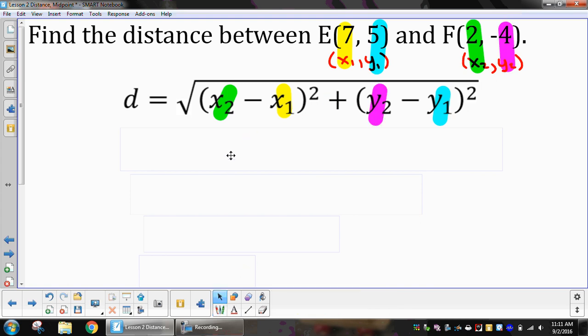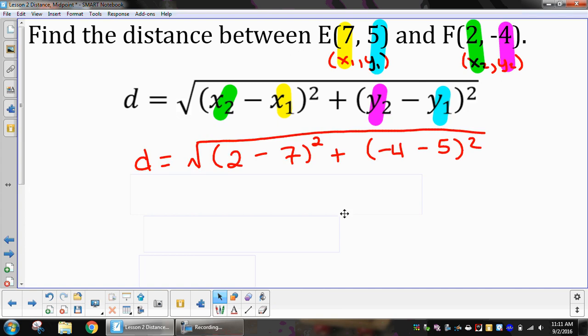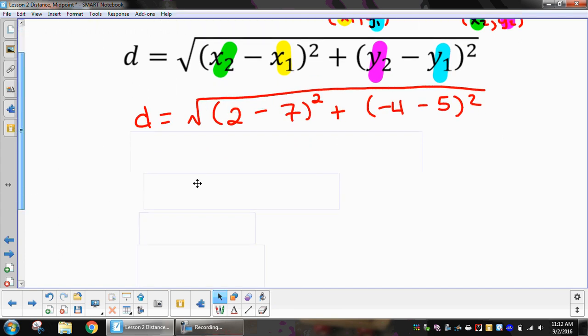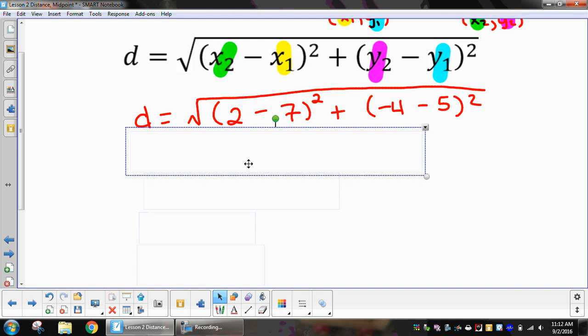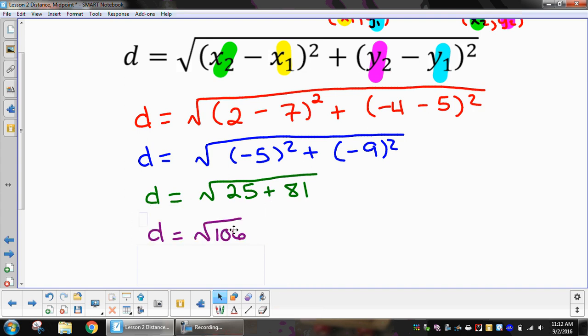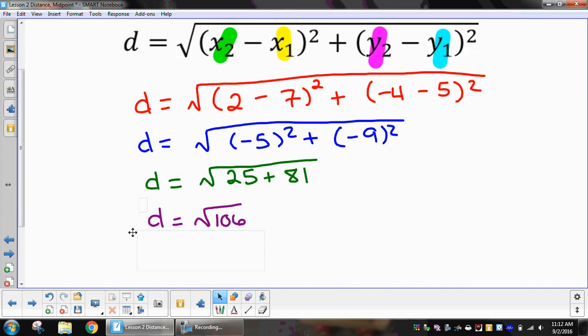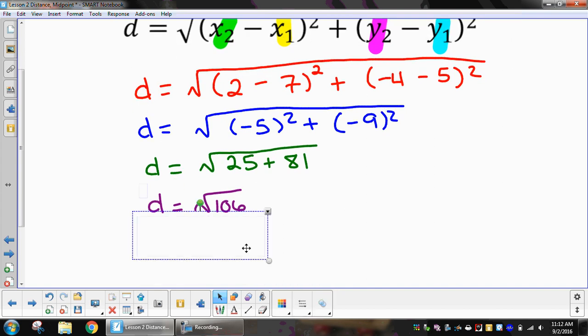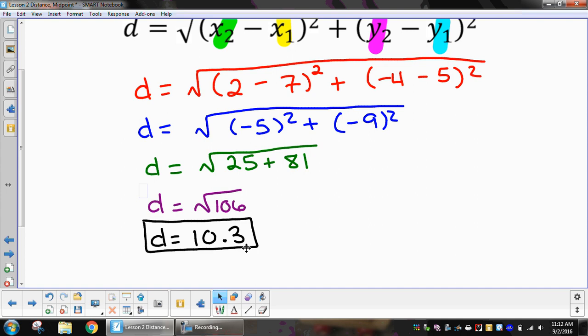So when I plug those values in, it looks a little something like this. Now I can simplify inside the parentheses. Here's a really important thing: when I square a negative number, the answer should be positive. So I get positive 25 and positive 81. I'll add those 2 numbers together. And then I'm good with a decimal. We'll round to the nearest tenth. The square root of 106 is close to 10.3.